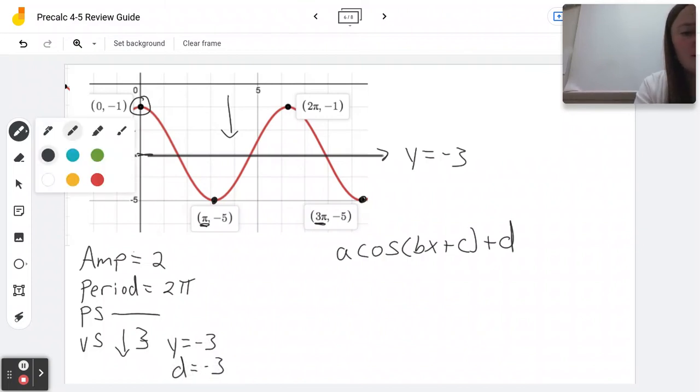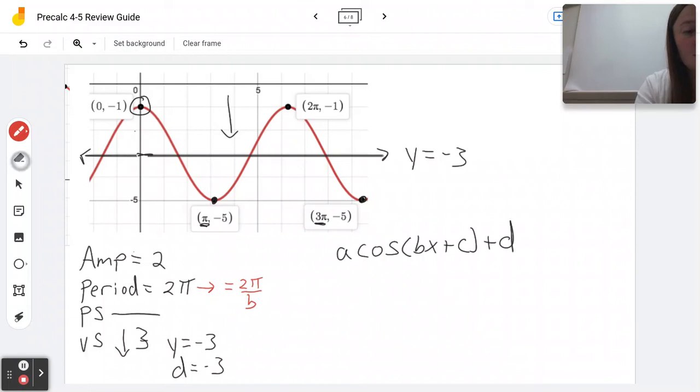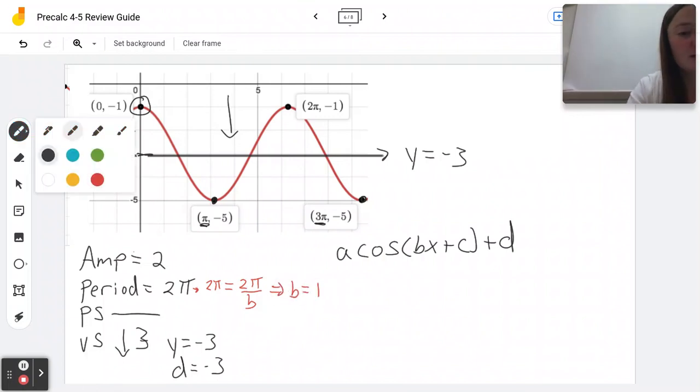All right, so then let's figure out what the b value is going to be. Remember that period is equal to 2 pi over b. And so if we solve this, 2 pi equals 2 pi over b. We can see pretty easily that b has to be 1. And so we can see that b here, b is equal to 1. So let's plug this all in.